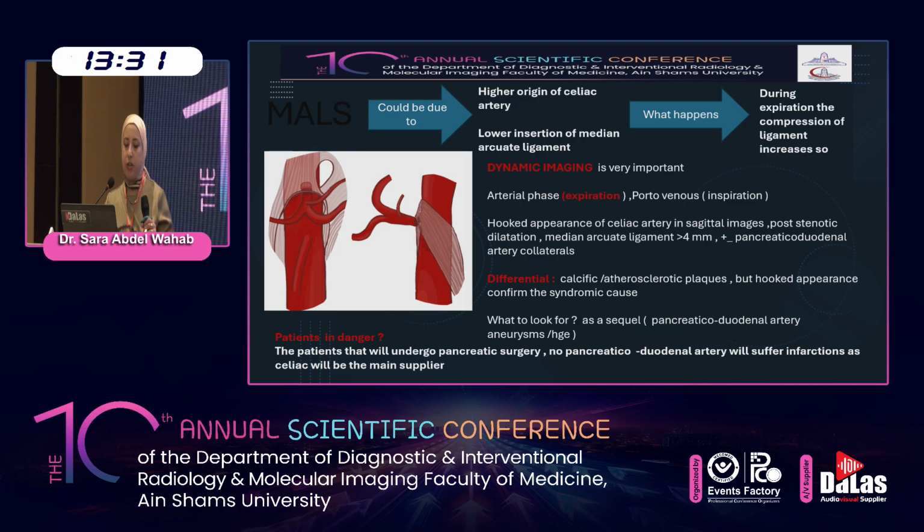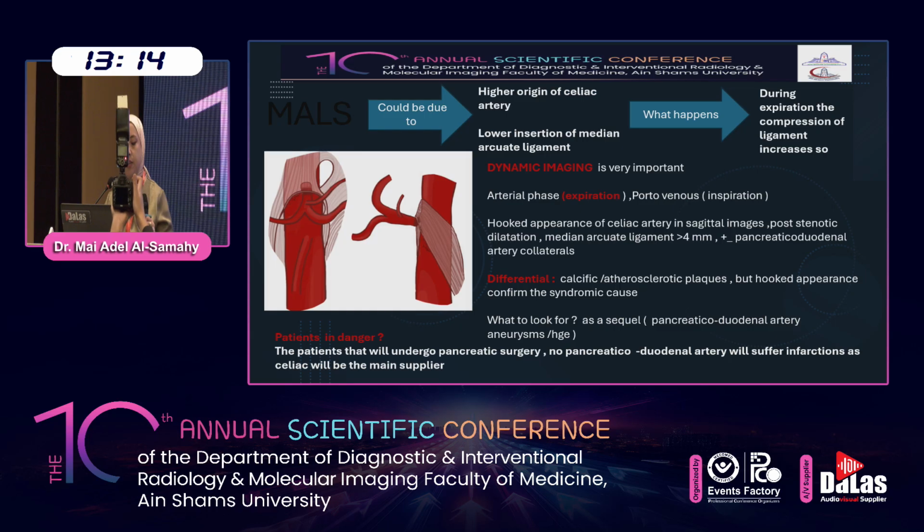What is the differential in our case? Calcific and atherosclerotic plaques, but the hooked appearance of the celiac artery confirms the syndromic cause. What to look for? As a sequela, the pancreatico-duodenal artery could have aneurysms complicated by hemorrhages.